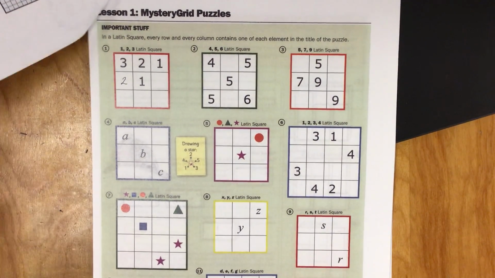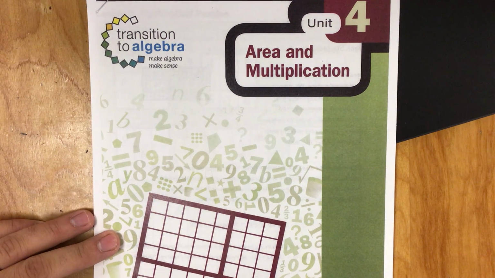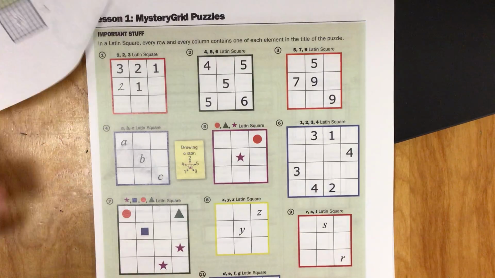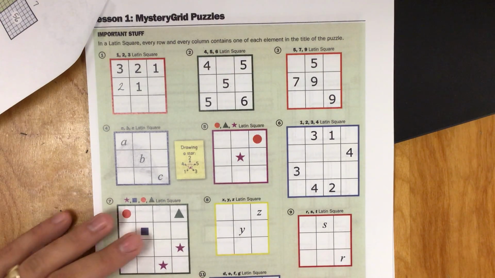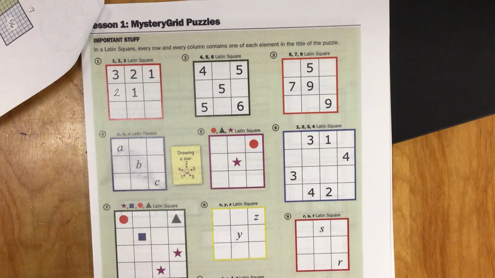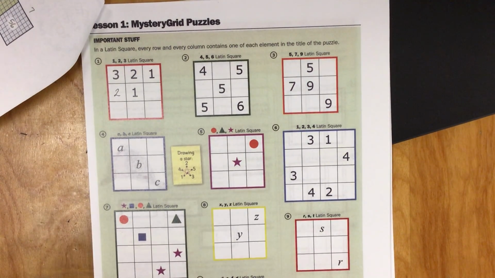We are going to cover the first lesson of Unit 4. Going to start exploring area and multiplying this unit. The first lesson is on mystery grid puzzles. Basically, these are mini Sudokus for those of you that have done or seen those puzzles. The only difference is you do not have to worry about the diagonal.